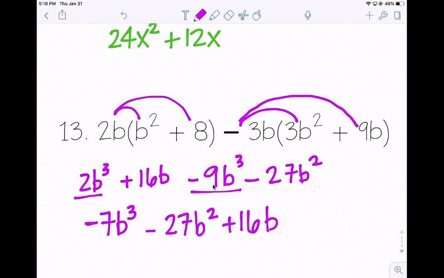Again, b squared, we didn't have any other b squareds, bring that down. 16b, we don't have any other b's, bring that down. And we put them in order from the highest degree to least degree.